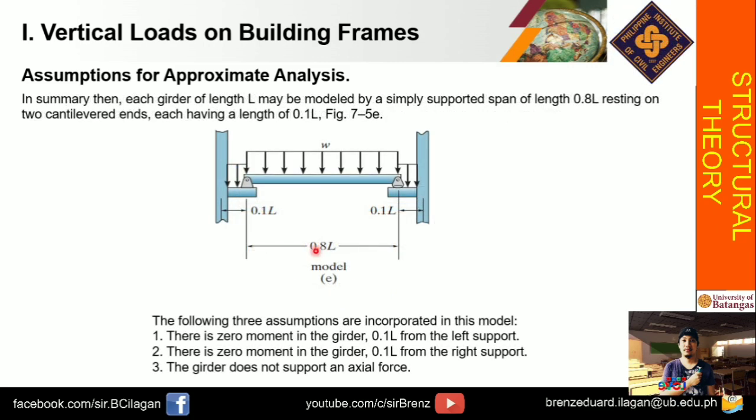So, ang mangyayari dyan, guys, since knowing that assumptions, ganun yung mangyayari, ganito yung magiging itsura ng inyong assumption. So, in summary, then, each girder of length L may be remodeled by a simply supported span of length 0.8L. So, kapag kinonvert mo yung lahat, ganito yung mangyayari sa kanyang model. Panibagong model, assumption. Based on this assumption, nag-produce tayo ng additional equation.